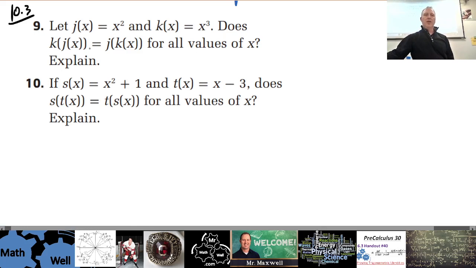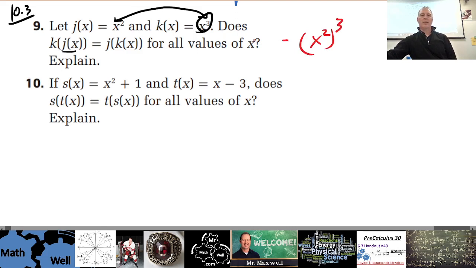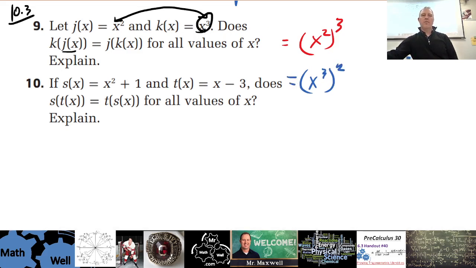Okay, so it says let j of x be x squared, k of x is x cubed. Does k of j of x, that's when I put the j of x inside of this, equal j of k of x, that's when I put this one inside of this one? Does it equal each other? On the one hand, k of j of x, so j of x, x squared, goes inside of x cubed. Second one would be x cubed goes inside of x squared. So are these the same for all possible values of x?